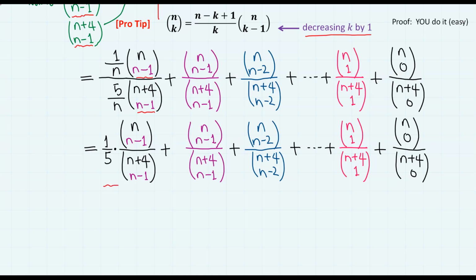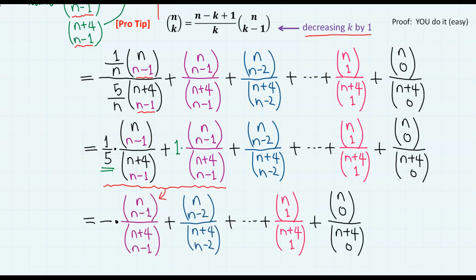Now we can add up these two terms. We have coefficient 1 over 5 here, and we just have 1 here. So as a result, we have n choose n minus 1 divided by n plus 4 choose n minus 1 multiplied by 6 over 5.